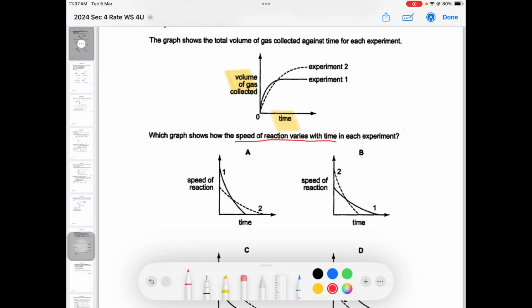First, you look at the initial gradient. Experiment 1, steeper initial gradient, so faster initial rate. So in your rate time graph, faster initial rate, or actually experiment 1, sorry. And experiment 2, the dotted line, shows a slower initial rate, so indicate this on the rate axis.